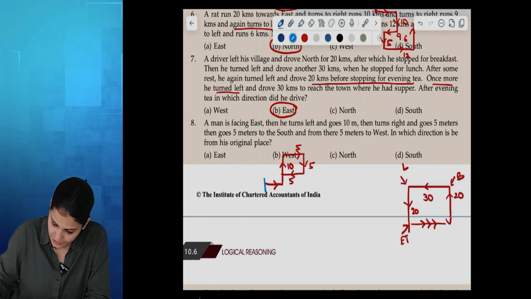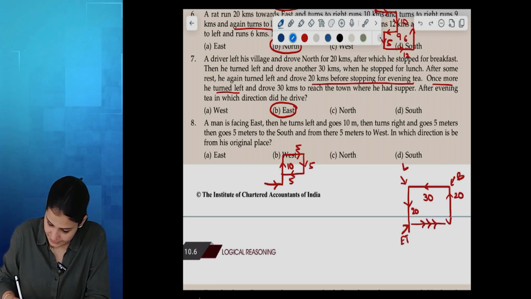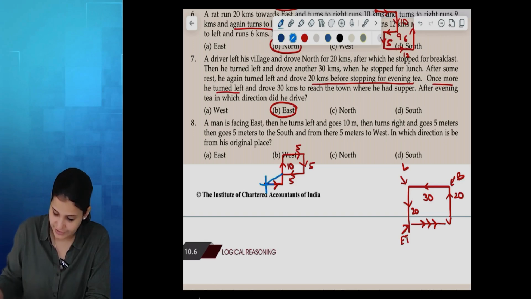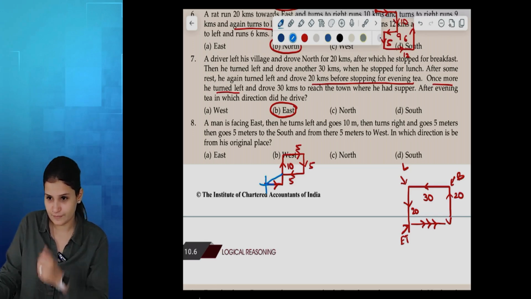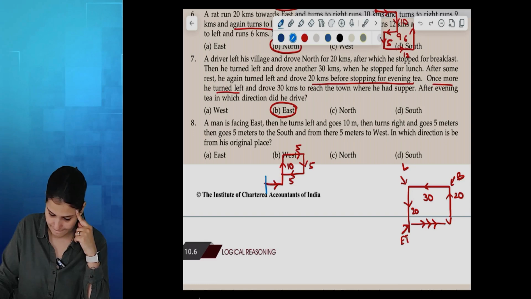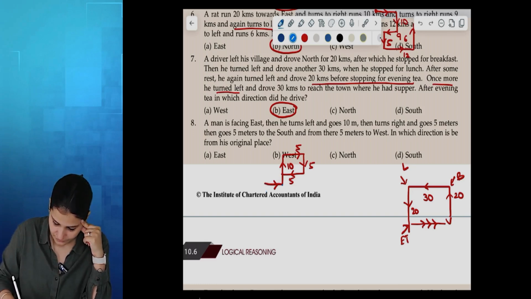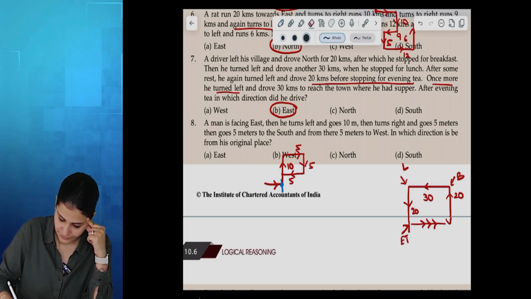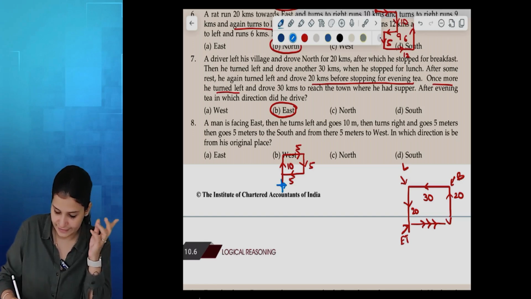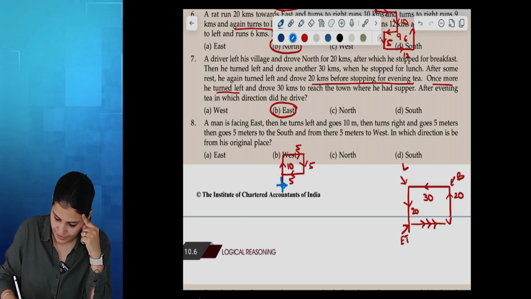One second. A man is facing east. He turns left and goes 10 meters. Turns right and goes 5 meters. Then goes 5 meters to the south. And from there 5 meters to the west. In which direction is he from the original? So, this was the original. Which is the direction? North. From here, the person was looking this side, he then turned. So from here, the person is in the northern side.